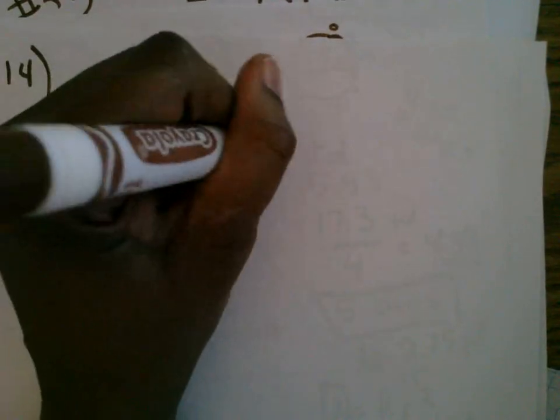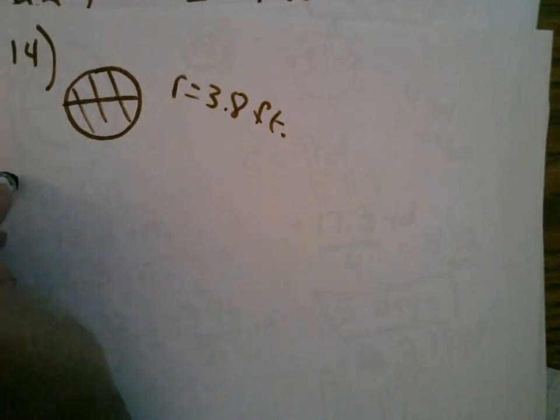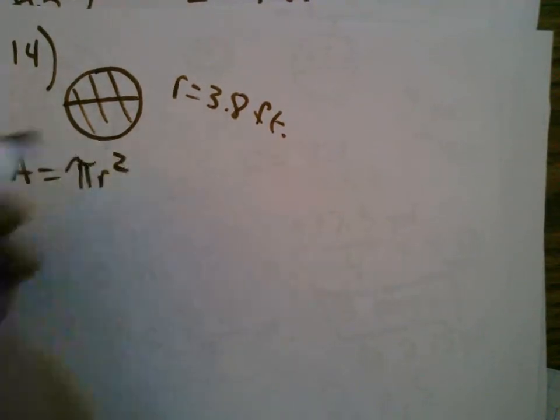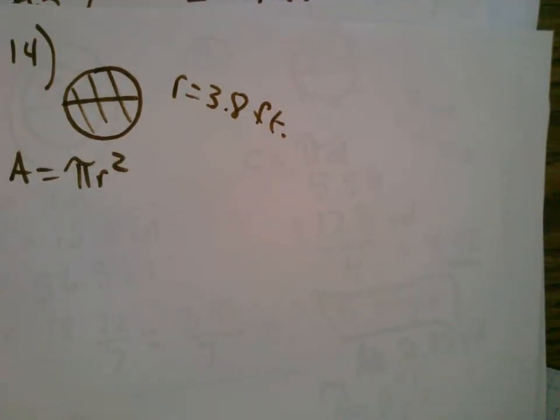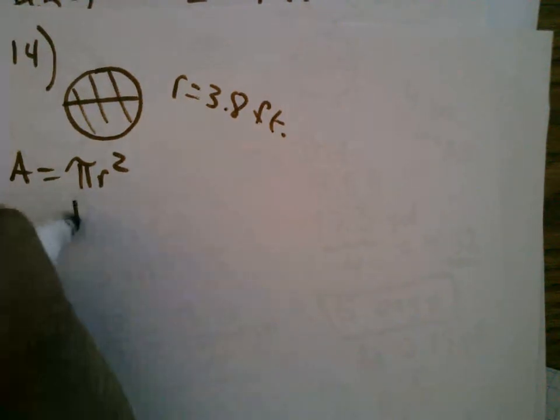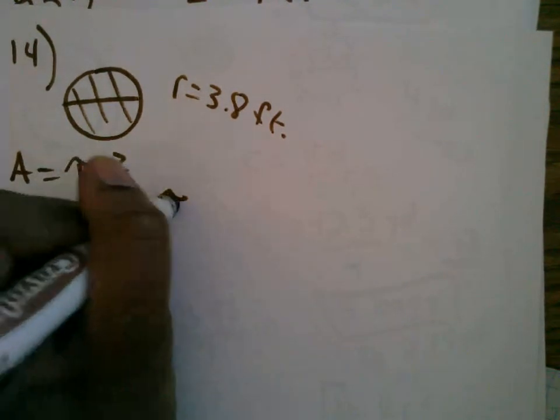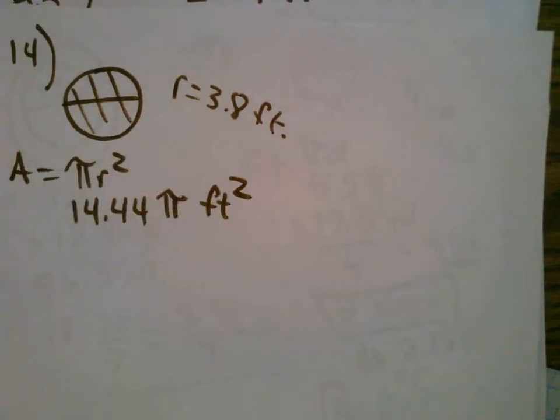All right, 14. Number 14 says Mrs. Vickers is covering her student work table with chalk paper. We're going to assume it's a circle table. Since it's being covered, that's the area. Radius is 3.8 feet. How much paper will she need? Okay, area is pi r squared. 3.8 squared is 14.44 pi. There's one answer right there.